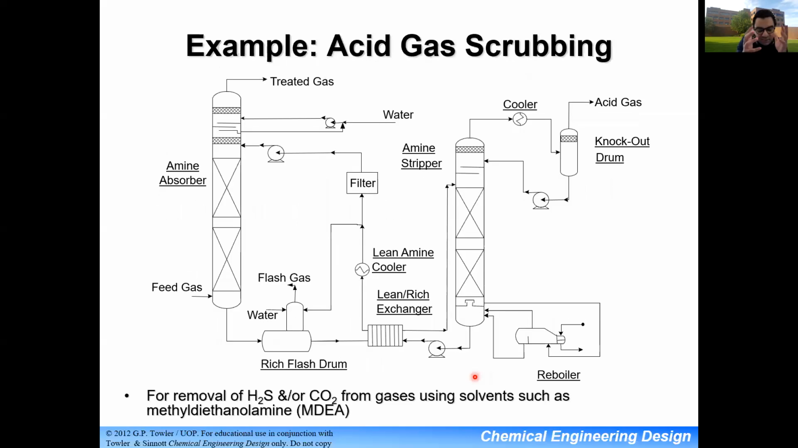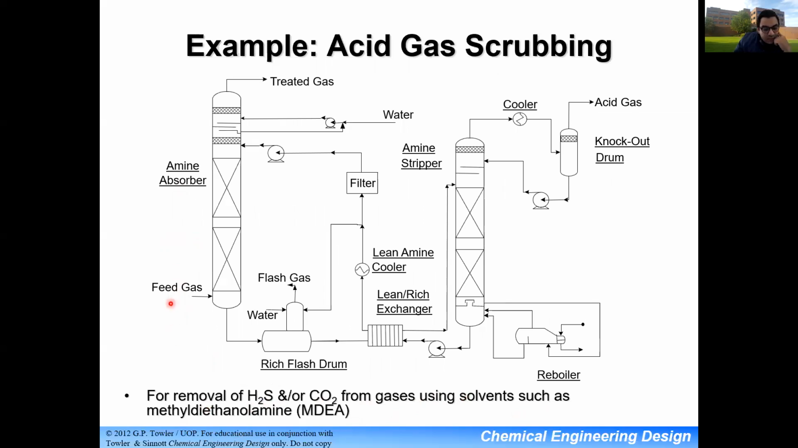Okay, so let's have a closer look at this idea of absorption and stripping. So this is an amine absorber. Amine is being used as a solvent, right? And as you see at the bottom here, it's for removal of H2S and CO2 from gases using solvents such as MDEA.